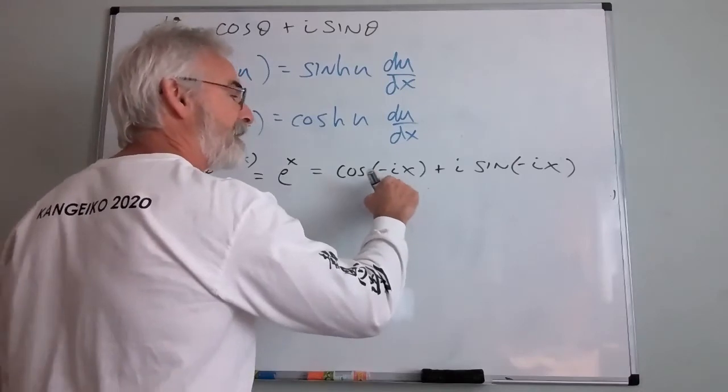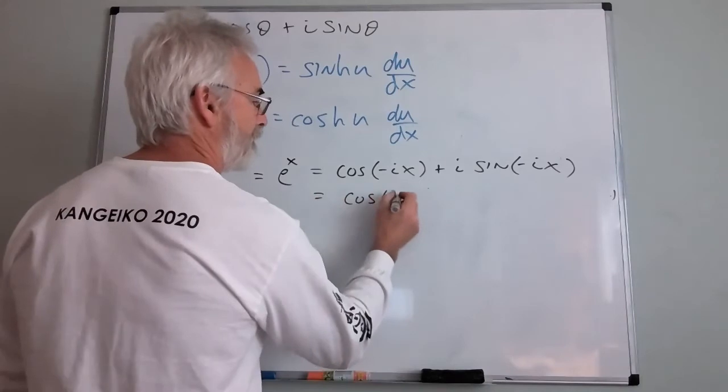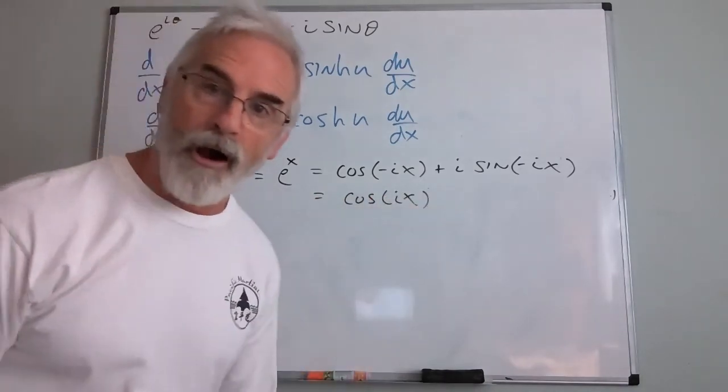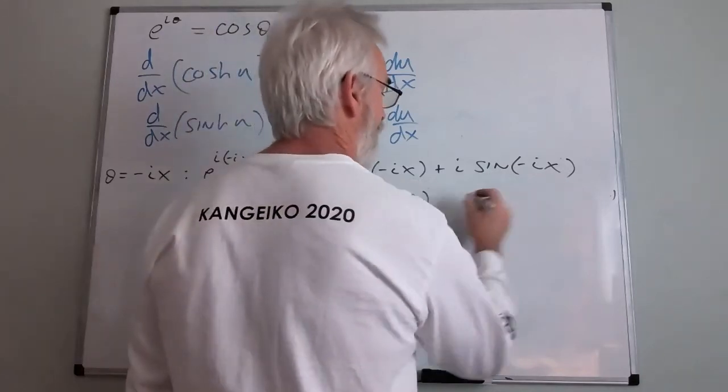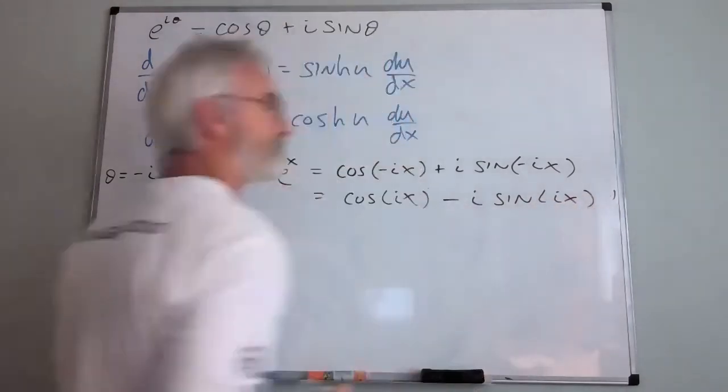Now, cosine is even. So the cosine of negative ix is the cosine of ix. The sine function is odd, so the sine of negative ix I know is the negative of the sine of ix.